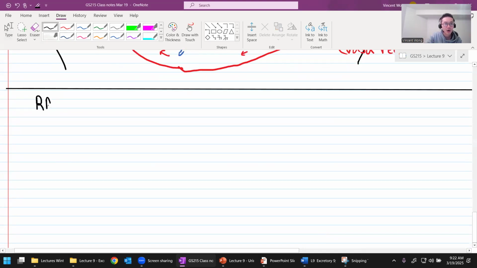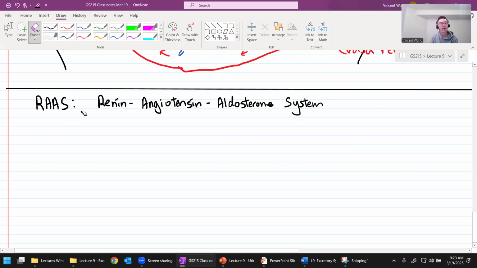So this is RAS, RAAS, which stands for renin, angiotensin, aldosterone. Hey, the good news is at least you guys don't have to worry about spelling too much for the online assessment. I don't know if that's any comfort to you. Hey, that's what RAS stands for. Renin, angiotensin, aldosterone system.